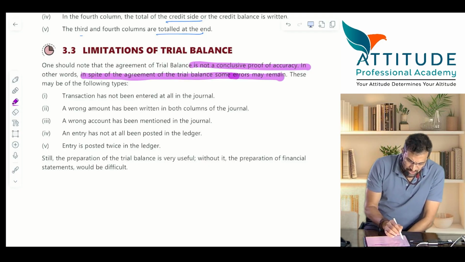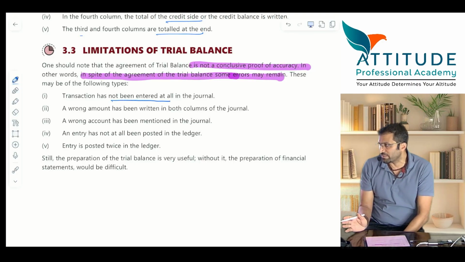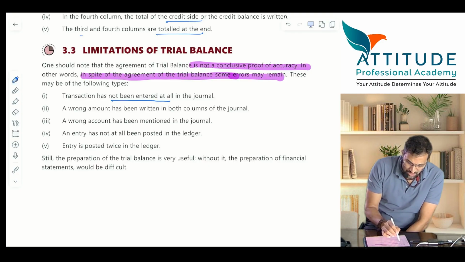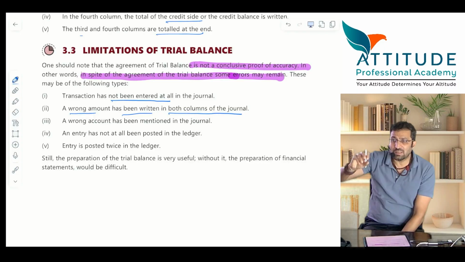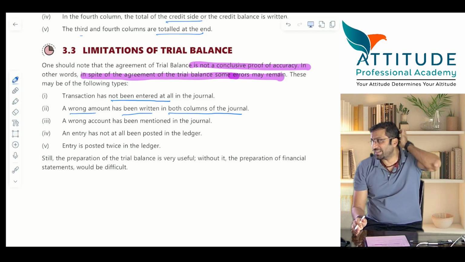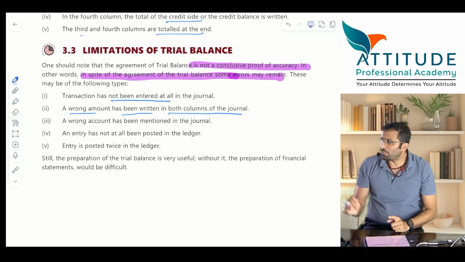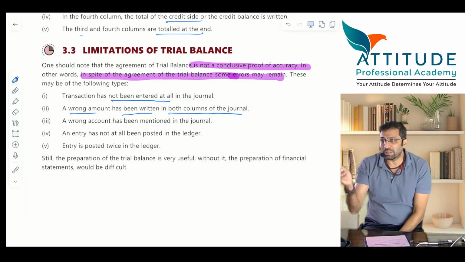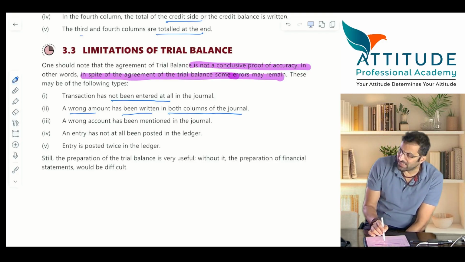These may be of the following types. First one, what is it? The transaction has not been entered at all in the journal. Complete omission. Trial balance will still agree. Second, a wrong amount has been written in both the columns of the journal. Let us say I have spent 1000 rupees on an electricity bill, but while recording I record it as 10,000 in both places. Electricity expense account debit 10,000, cash account credit 10,000, but actually I have paid only how much? 1,000. Now both sides are recorded, so the trial balance will agree, but the books of accounts will not show a true and fair picture.